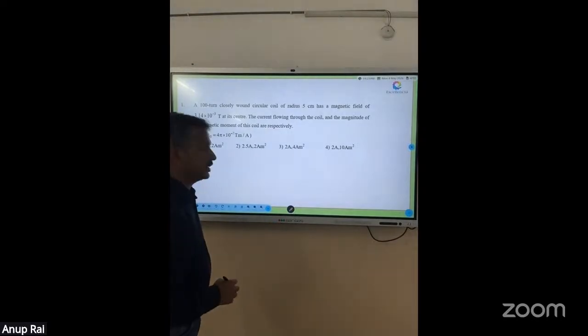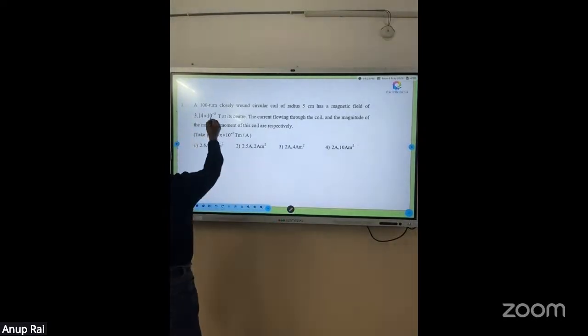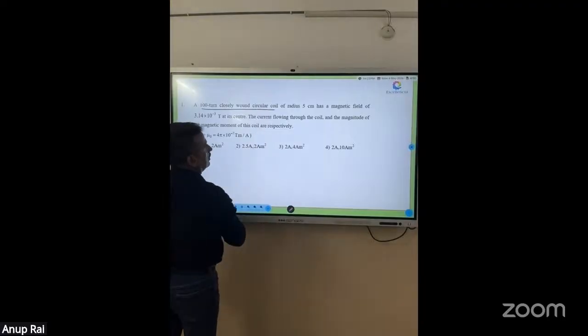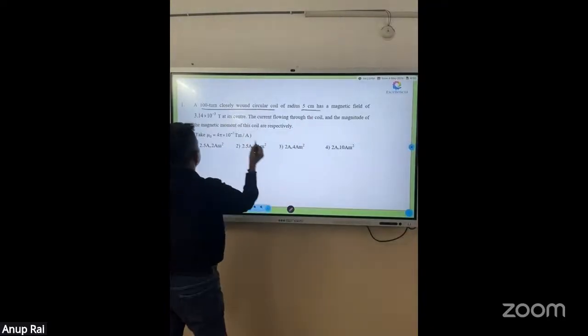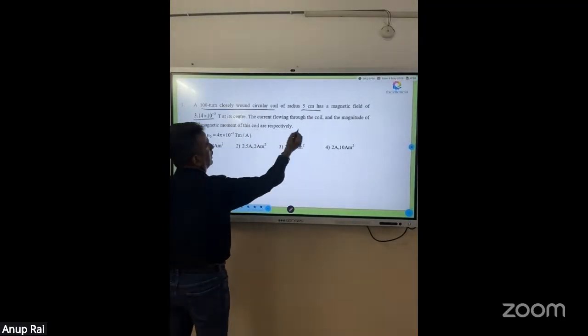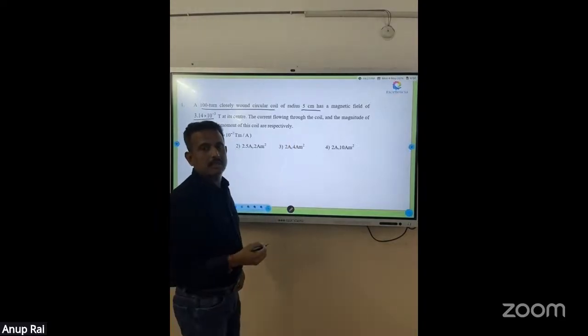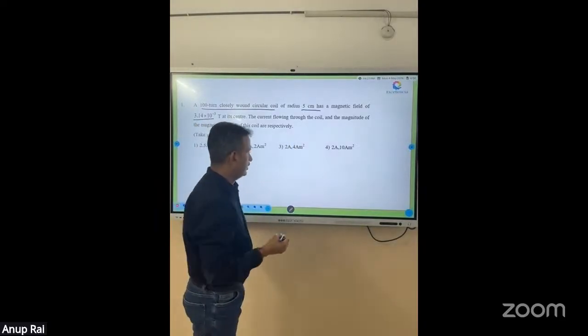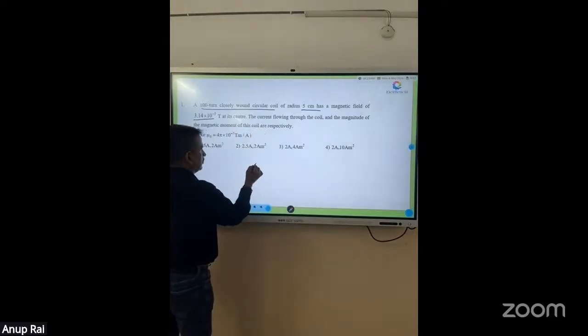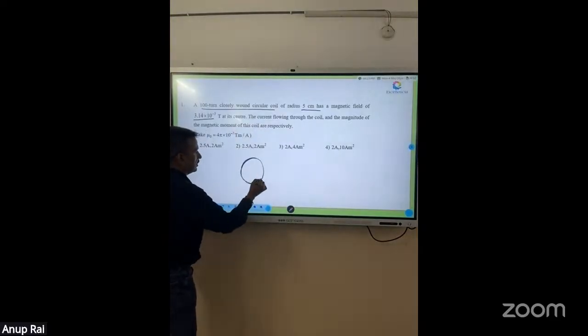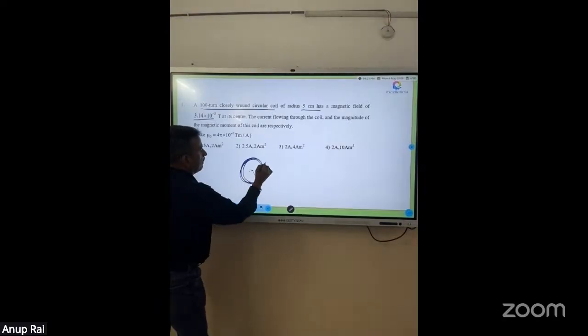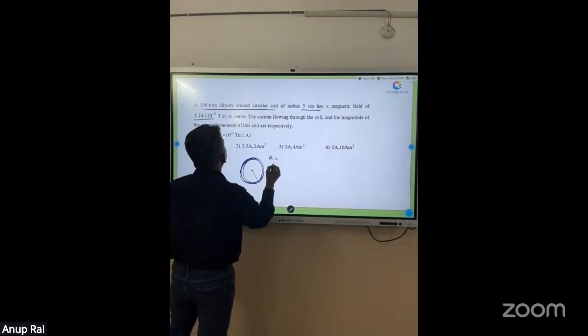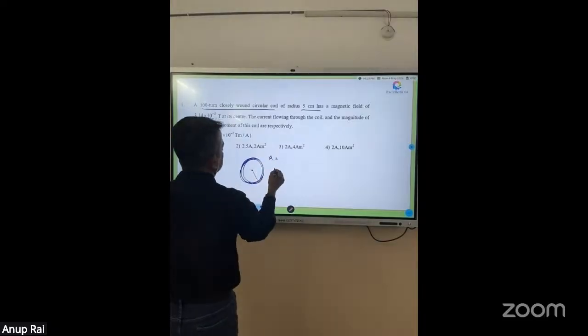So this is the first question. A 100-turn closely wound circular coil, radius 5 centimeter, magnetic field is given, and we need to get the current and the magnetic moment. So this kind of thing is there, like this is the coil. There are many turns, let's say 100 turns are there, and the radius is given to be 5 centimeter.